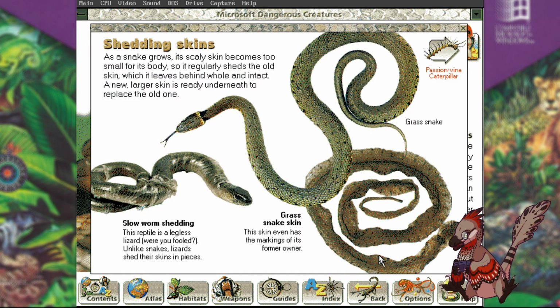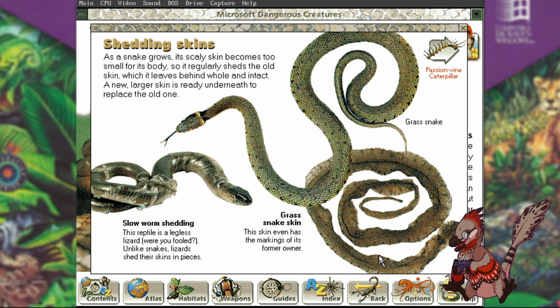And shedding skins. Ever find a whole snake skin? A snake grows out of its skin and leaves it behind. A lizard leaves behind pieces. As a snake grows, its scaly skin becomes too small for its body. So it regularly sheds the old skin, which it leaves behind whole and intact. A new larger skin is ready underneath to replace the old one.